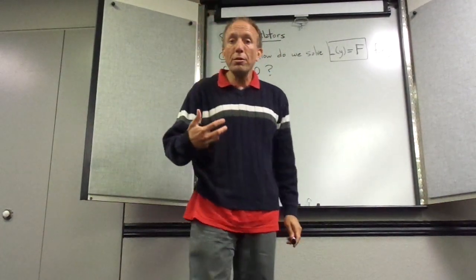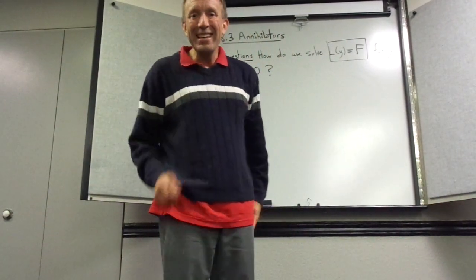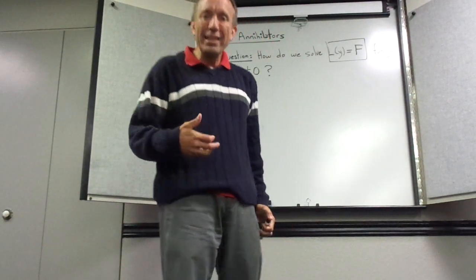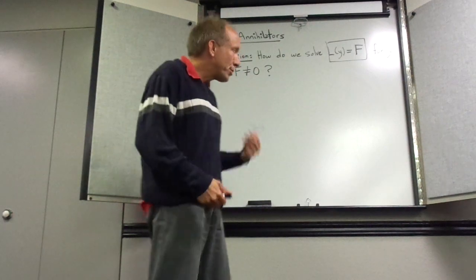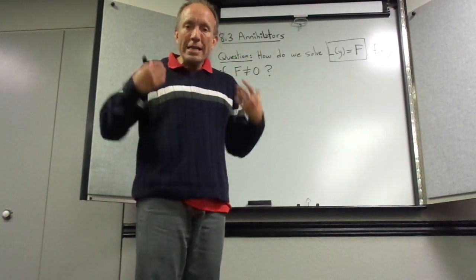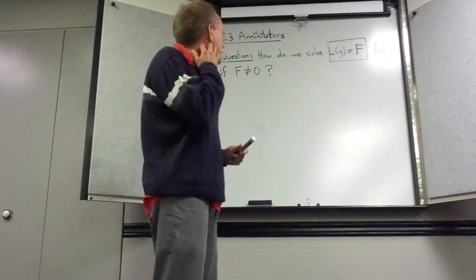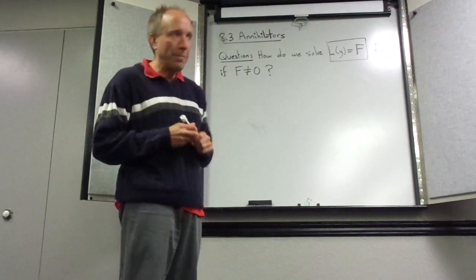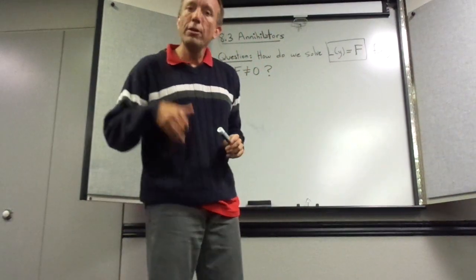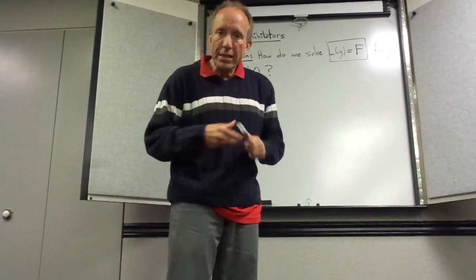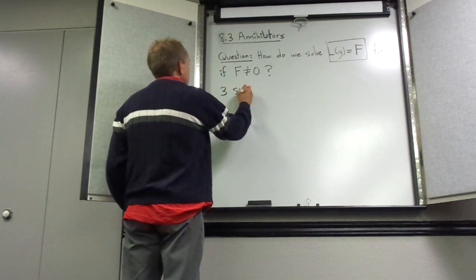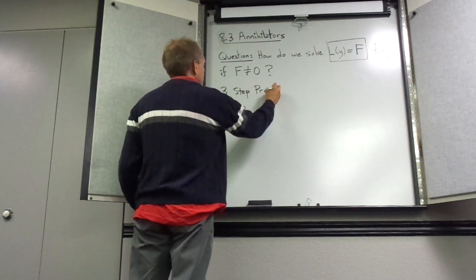Turns out there are a couple of different methods that we're going to talk about in this lecture. And the first of them is called annihilators. We're going to talk about the annihilator method. And here is the basic idea. What we're going to do to solve L of y equals f for y is a three-step process. So let me write that down. It is a three-step process.